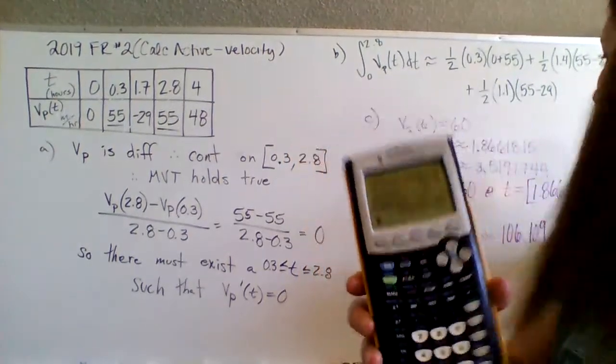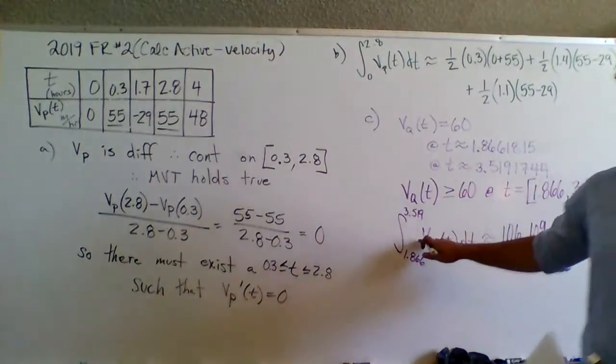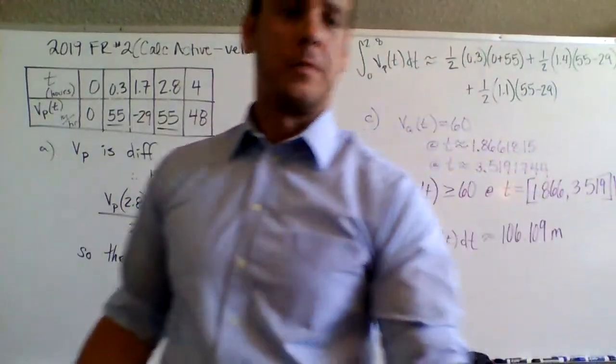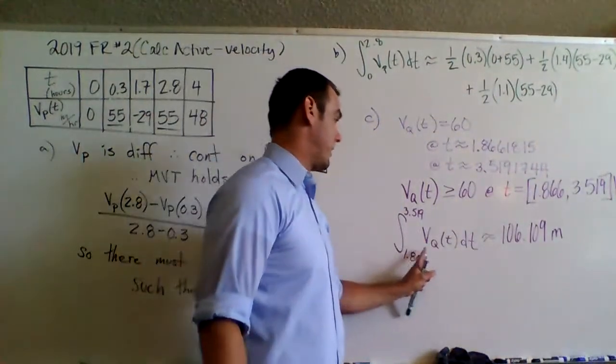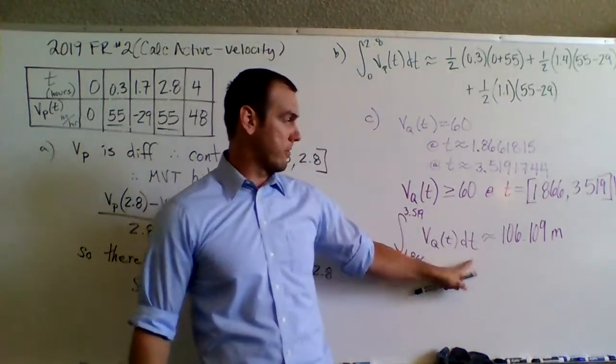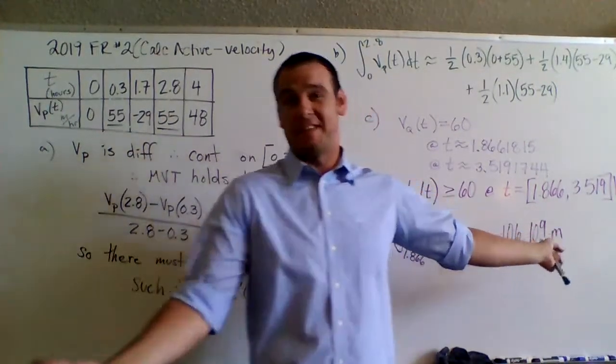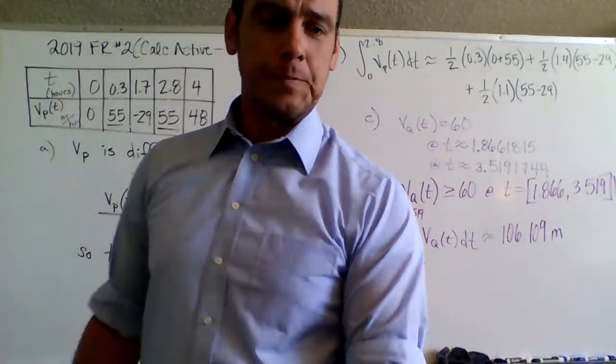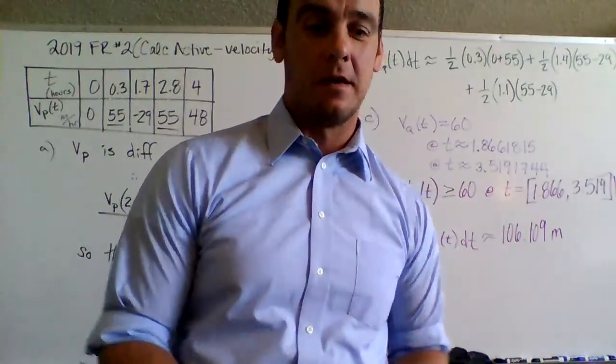106.109. Okay, remember velocity was meters per hour. So if we integrate meters per hour with respect to time, we're just going to be left with meters, which is a distance traveled. And that brings us to part D.